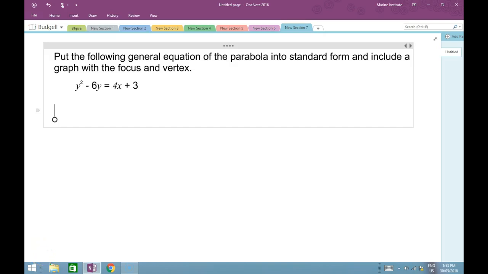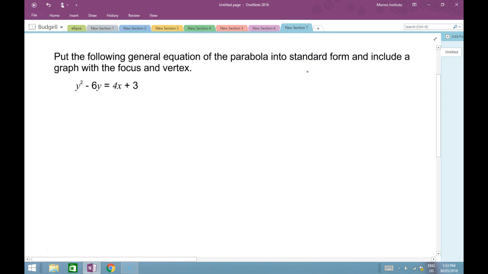Good day. Here's another question on conics, and we're trying to find the focus and vertex of a parabola and put it in the standard form, and we're going to make a graph at the end. Look at our equation here. We have y squared minus 6y equals 4x plus 3.